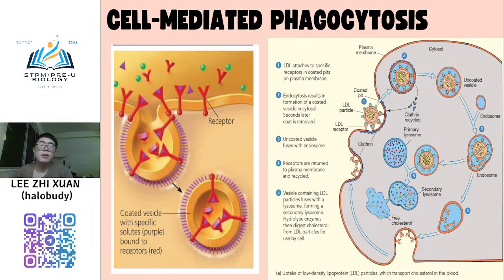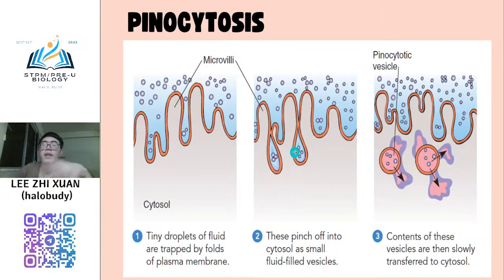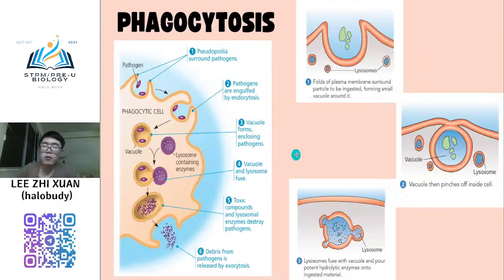Okay, another one is about cell-mediated endocytosis. Okay, ini special sikit, dia ada receptor punya. It involves the receptor outside the cell. Maksudnya, dia akan very highly specific compared to phago and pino. Phago and pino dia tak kisah punya. Dia tengok je apa se. Macam phago dia tengok makanan atau pathogen dia makan je.